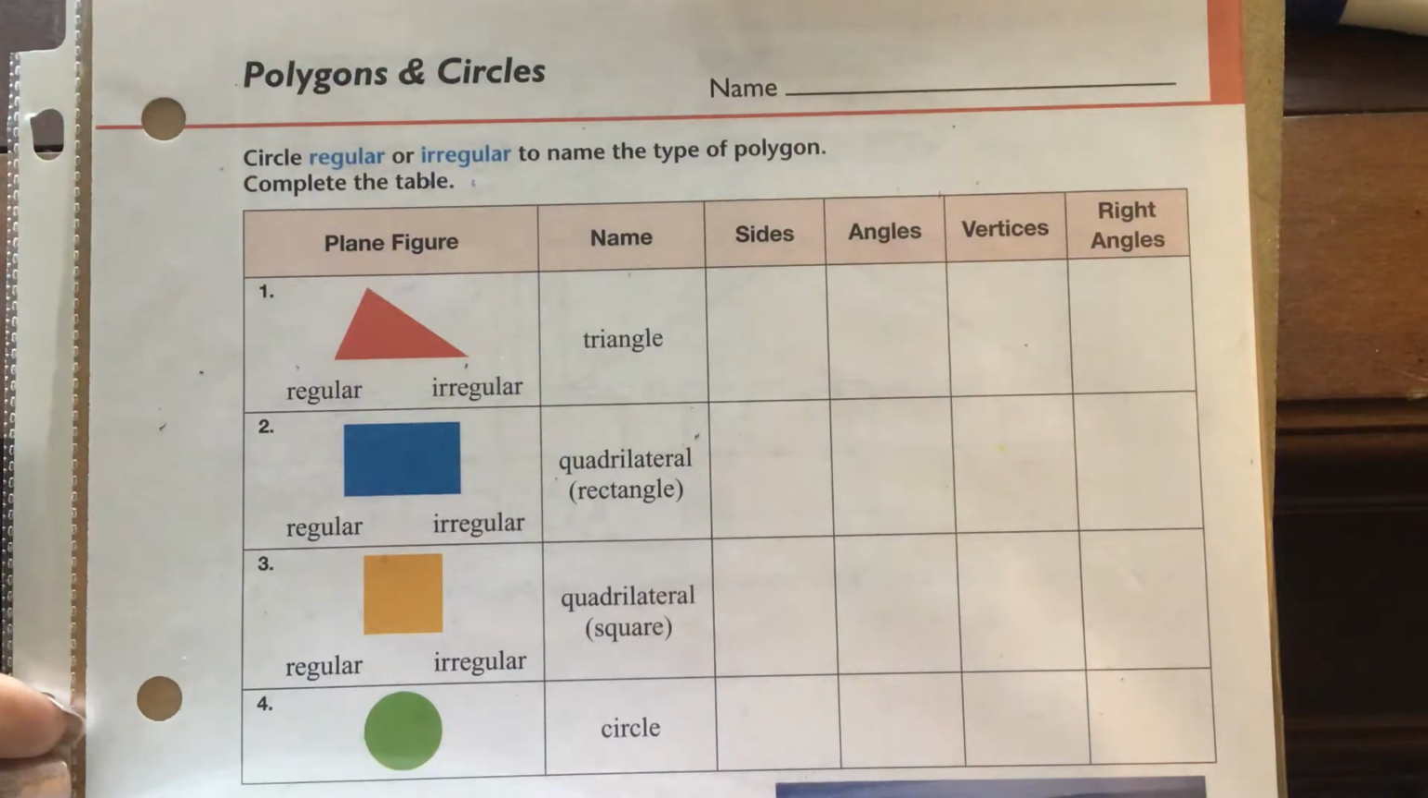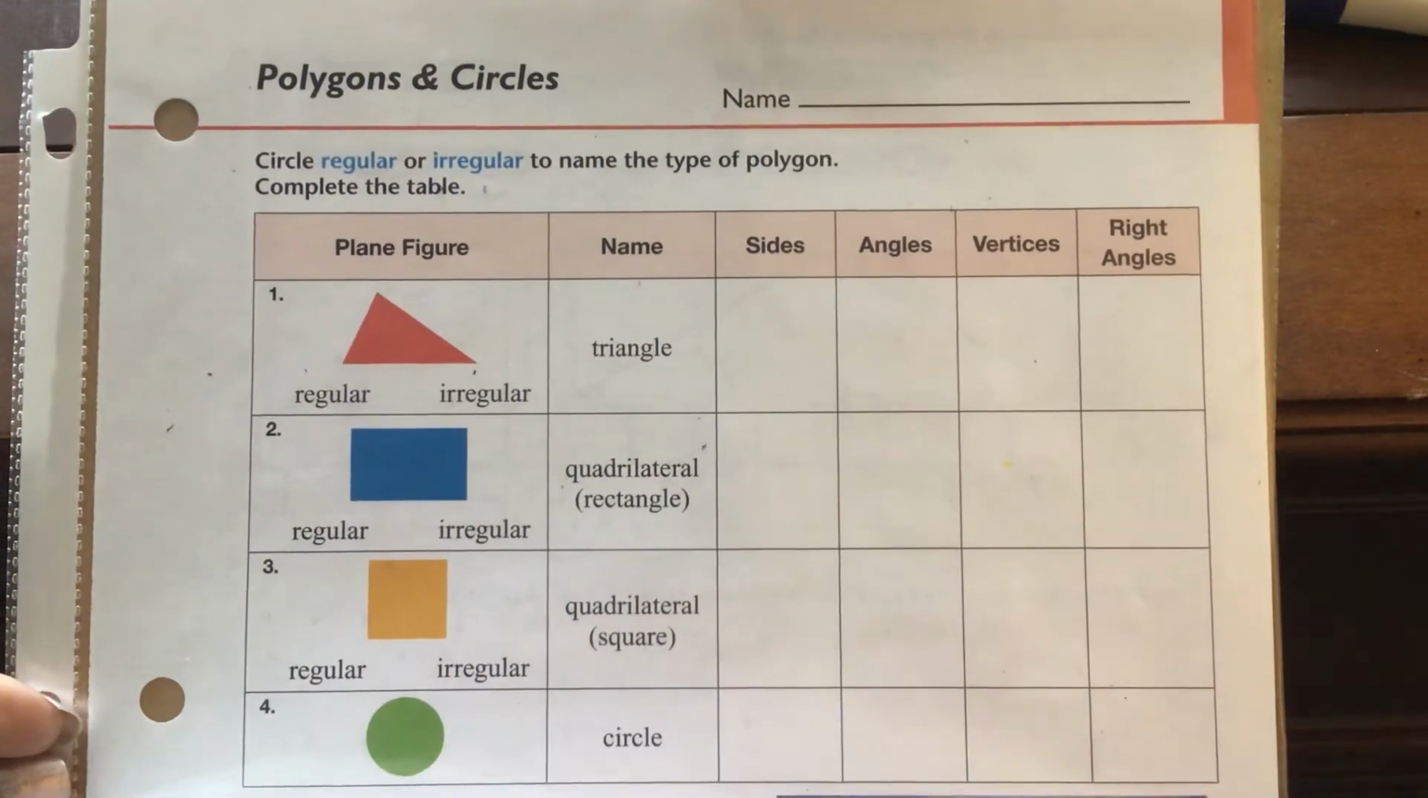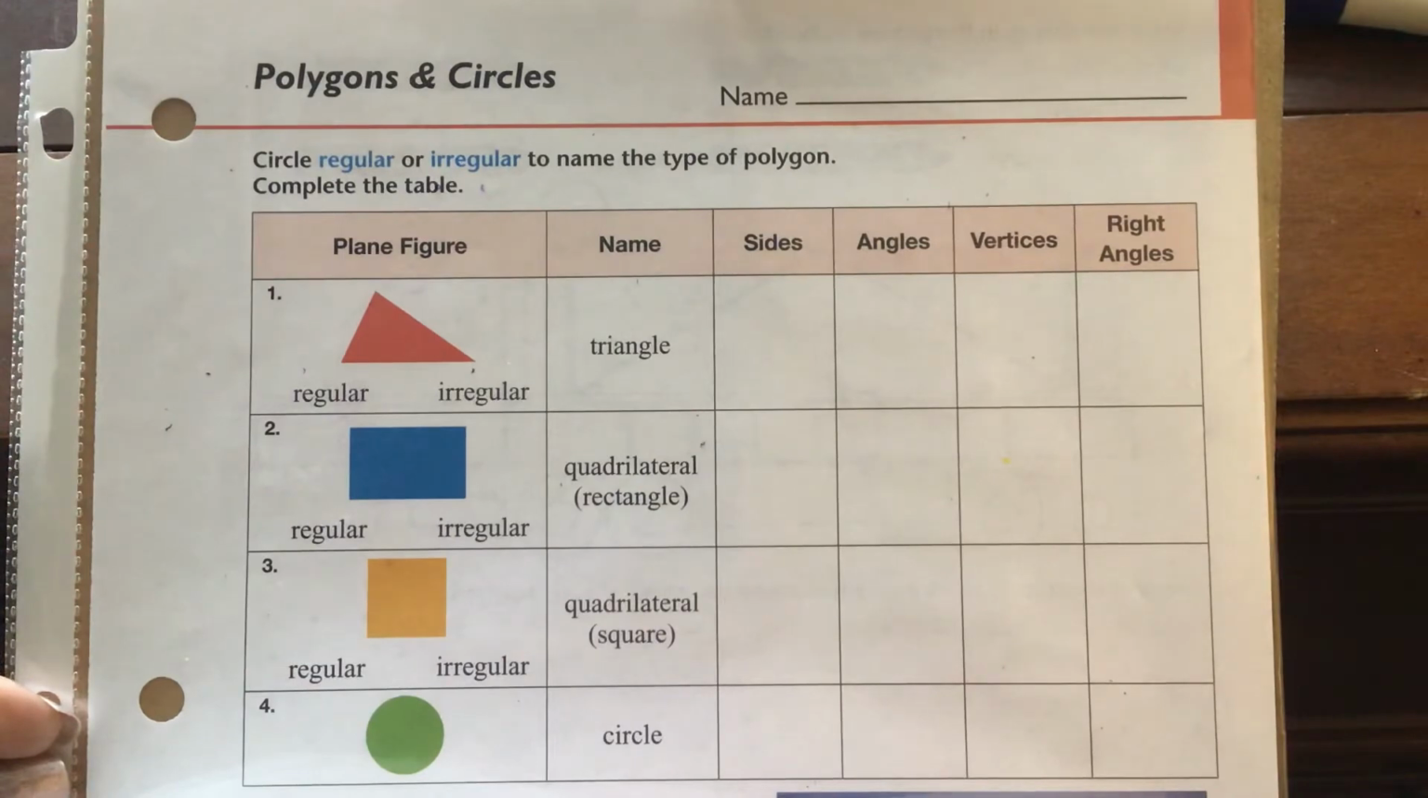Hi everybody. Today we are continuing in chapter 13 on our geometry, and we were looking at polygons yesterday, talking about how polygons are closed two-dimensional planar figures, and today we're going to talk about the difference between regular and irregular. And it's really rather simple.